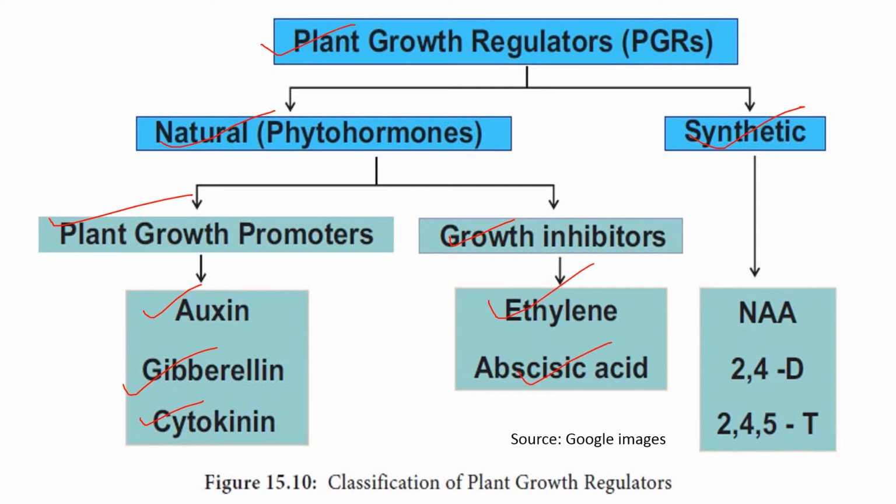Then in synthetic plant growth regulators, these are the synthetic auxins like NAA, that is naphthalene acetic acid, 2,4-dichlorophenoxyacetic acid, and 2,4,5-trichlorophenoxyacetic acid. So this is the outline of classification of hormones.